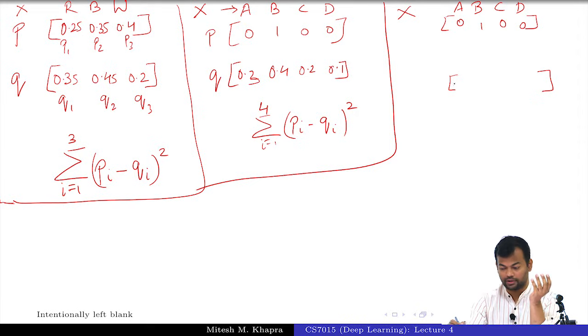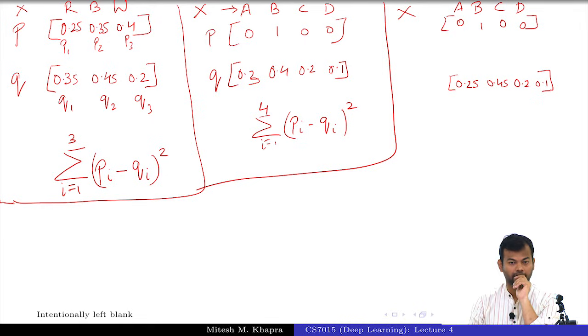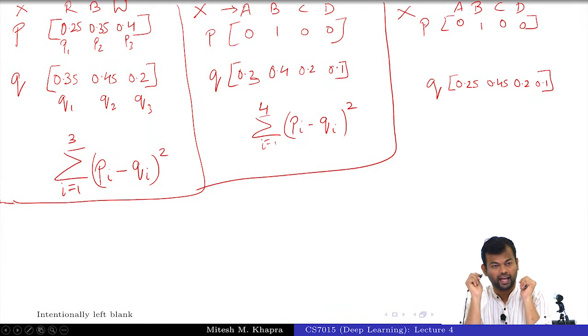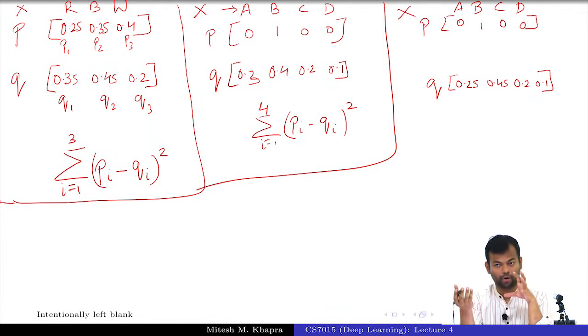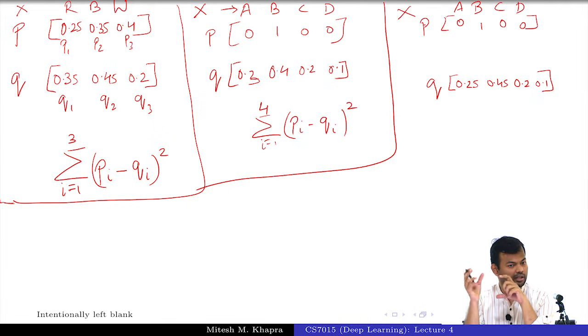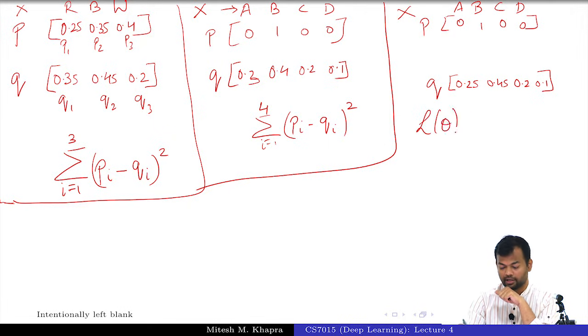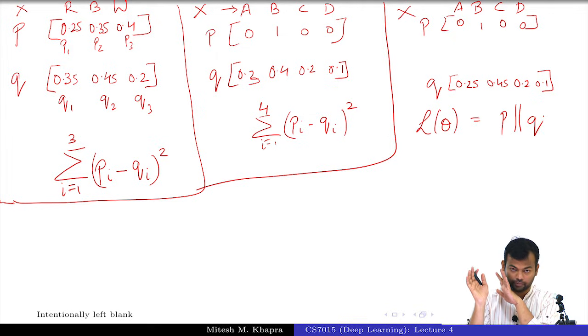The model will give us values perhaps like this. So this is the model's prediction. Again, the model has given us a distribution and we have a true distribution, and we are interested in knowing how wrong the model was, so that we can correct the parameters of the model. So this is our loss function, right? So our loss function is some notion of difference between P and Q, right?